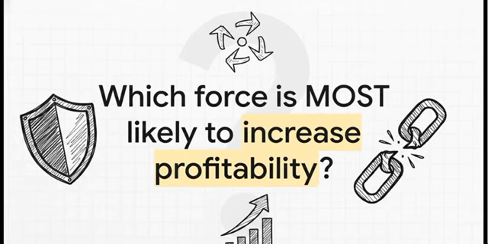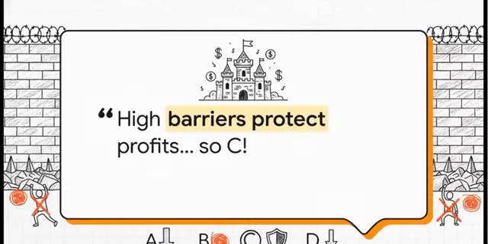To increase profitability, we're looking for a weak force or a really strong defense mechanism. And Karan totally nailed it. The answer is C. High barriers to entry keep new competitors out, meaning existing companies get to keep their high profits.